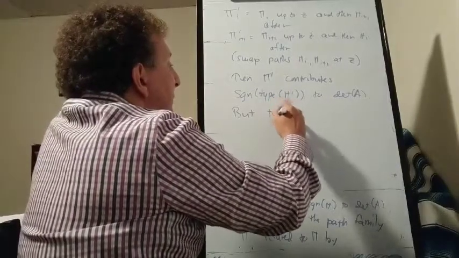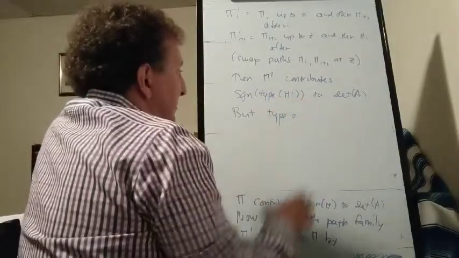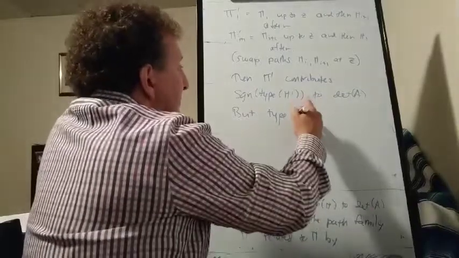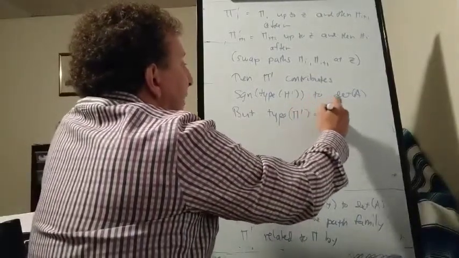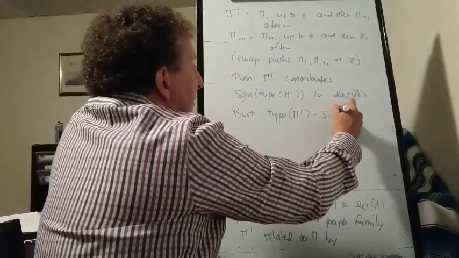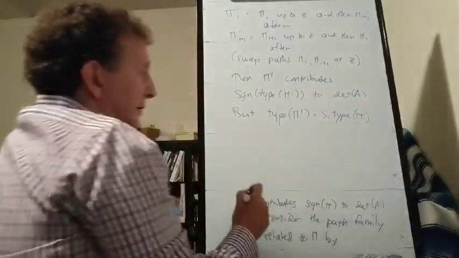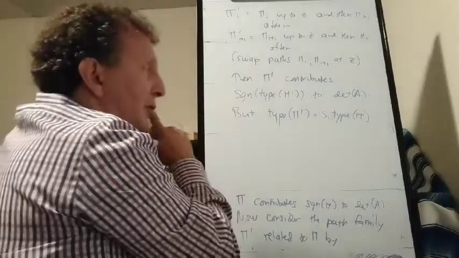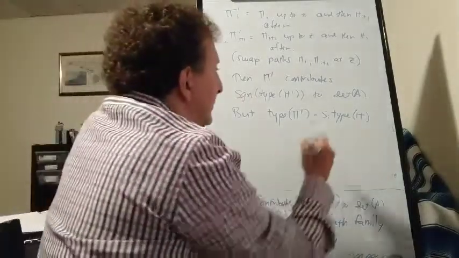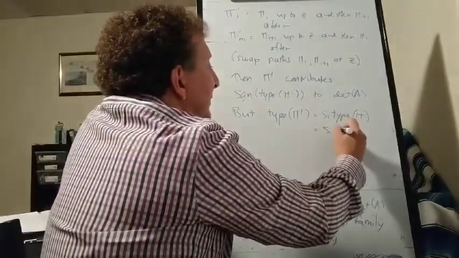But the sign of pi prime equals the sign of pi times the sign of the swap, because we swap those two paths. And that's sign of W.